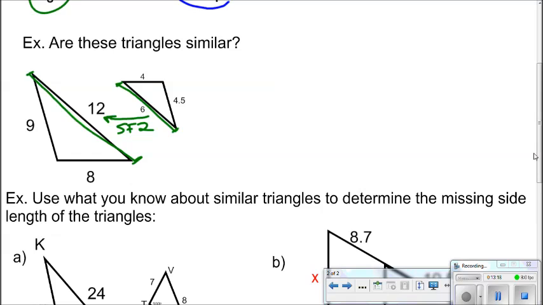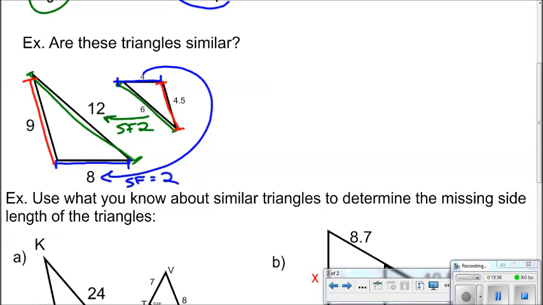So all other side lengths should also have a scale factor of 2 in order for these triangles to be similar. So the next side length I'm going to look at is the shortest one on both, and so I should be able to do the same thing, and 4 times 2 is 8. So yes, this side length also has a scale factor of 2. Then we're going to check the last side length, and 4.5 times 2 is also 9. So yes, the scale factor of 2 works for all 3 corresponding side lengths. So yes, these two triangles are similar triangles.